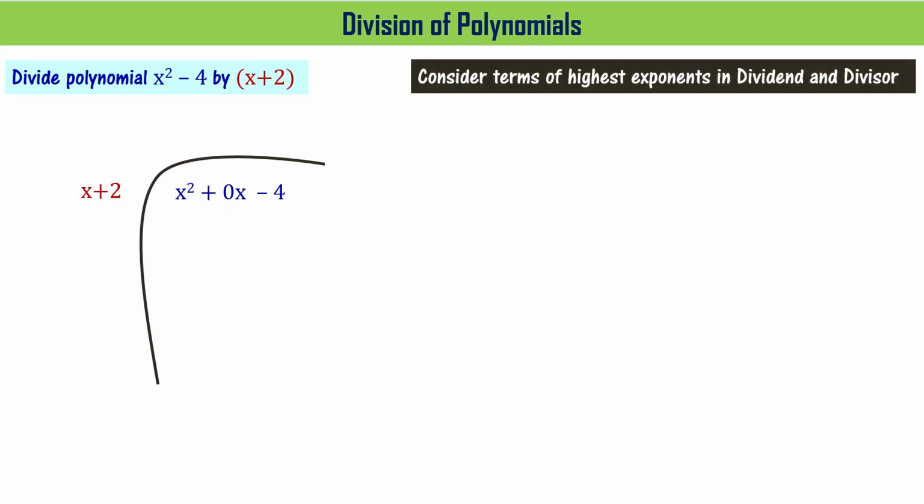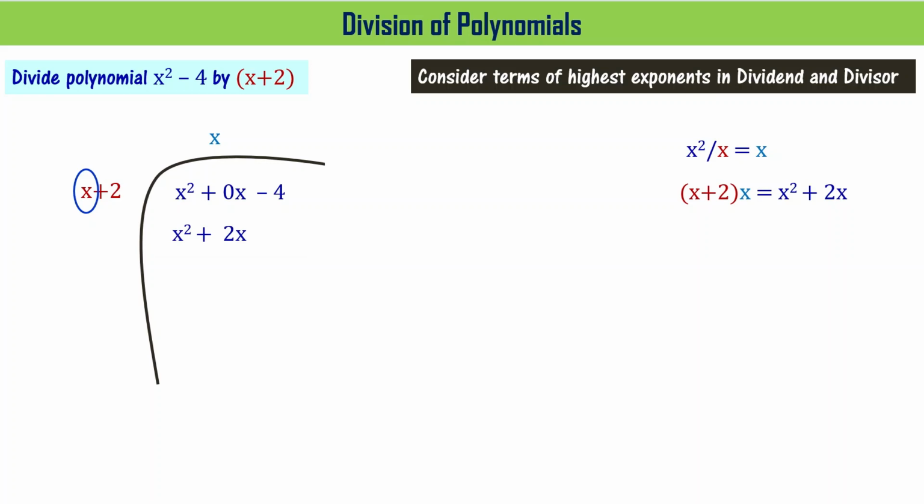The first step involved is we have to consider terms of highest exponents in dividend and divisor. In the case of dividend, it is x square, and in the case of divisor, it is x. So we divide x square with x so that you get answer x. This x has to be written at the top over the line. Then the next step involved is you multiply divisor with x so that you get x square plus 2x as the answer. This has to be subtracted from the previous term or the dividend.